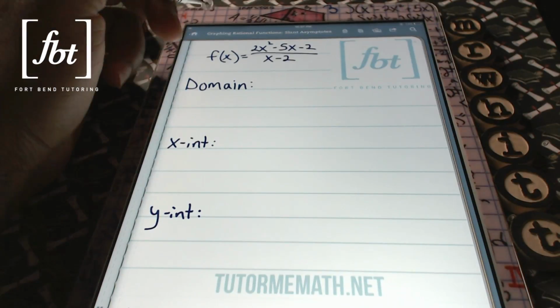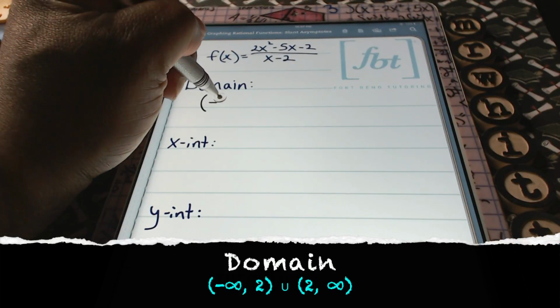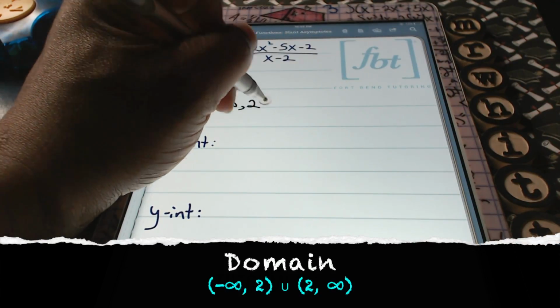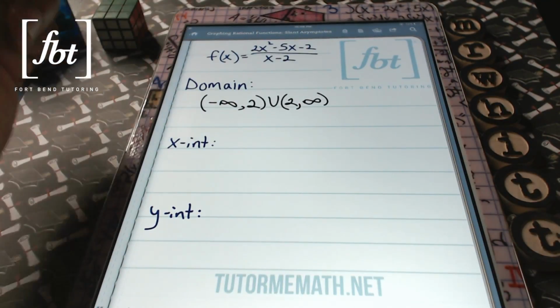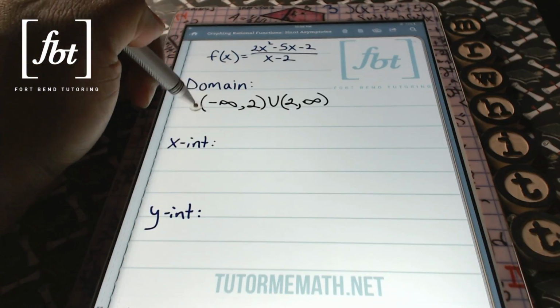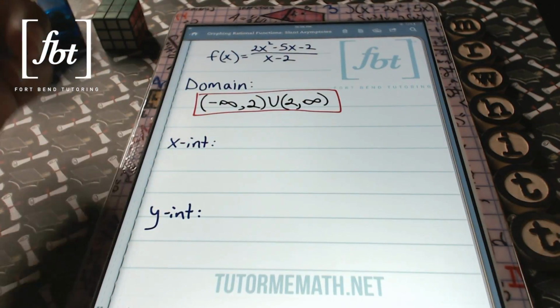And now, continuing on, our domain will be excluding the number 2. Yeah, we'll exclude that. So you can just go ahead and write your domain as -infinity to 2 union 2 to +infinity. And there you have it. Red box it.